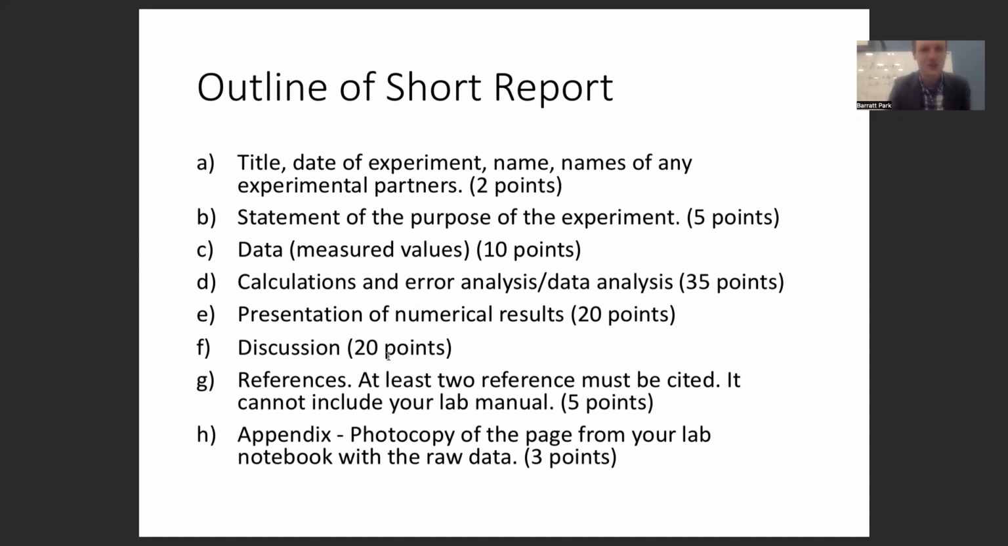Next, you're going to have a discussion. Here you can discuss, for example, possible reasons for error, or you can maybe compare your values with literature values, talk about whether they agree. You need to include at least 2 references other than the lab manual. And then finally, as an appendix, you should include a photocopy of the relevant pages from your lab notebook.